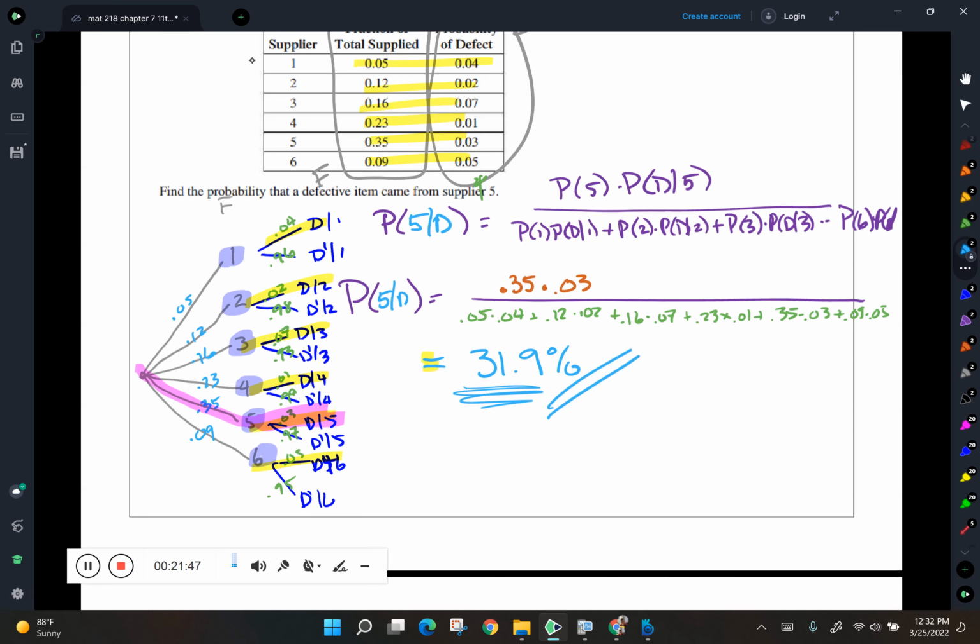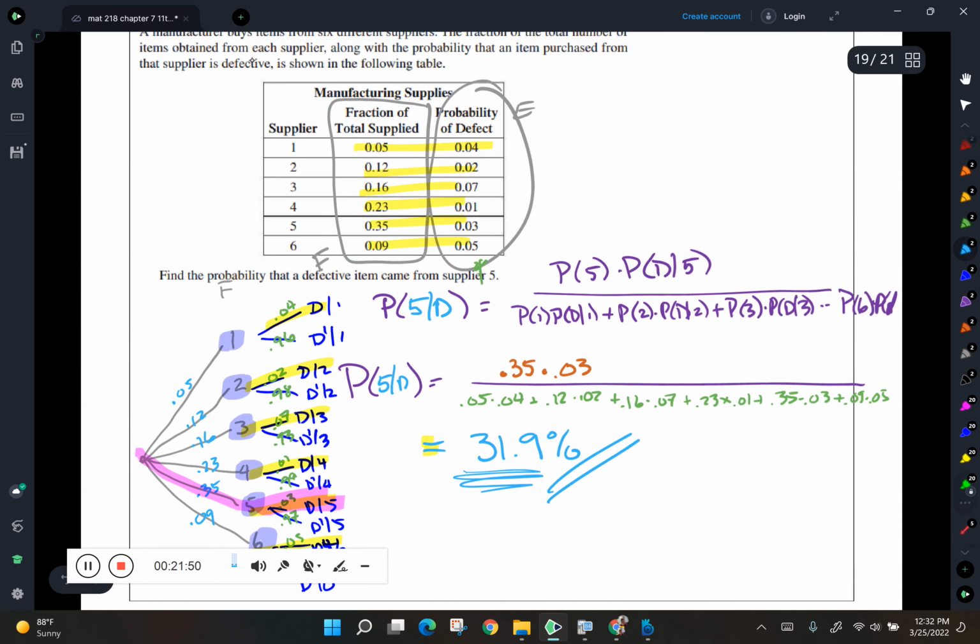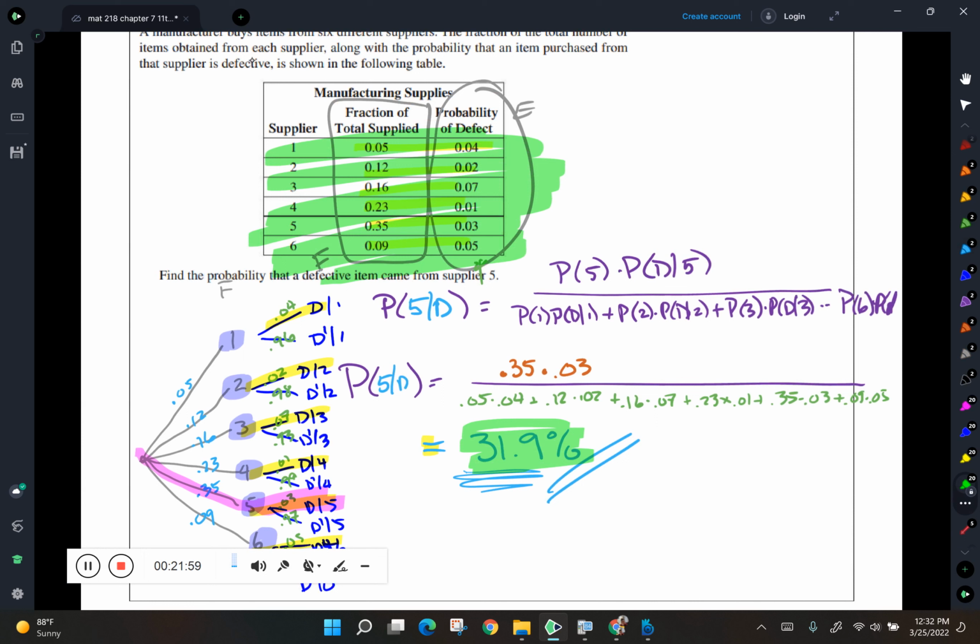Now the reason that people argue that Bayes' theorem is so powerful is because this number that we just found is so different from anything up here that it feels counterintuitive. How can there be a 32% chance that something came from supplier 5 when there's only a 3% chance that their stuff is defective? Well, there's a pretty good chance the stuff came from supplier 5 to begin with, because they supply 35% of our goods. So that would make sense to say that of the defective stuff, they should have a big chunk of it, even though their individual probability for defective is low.